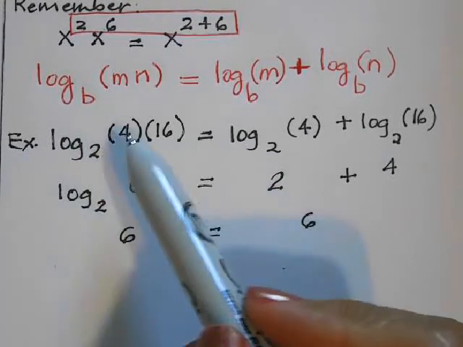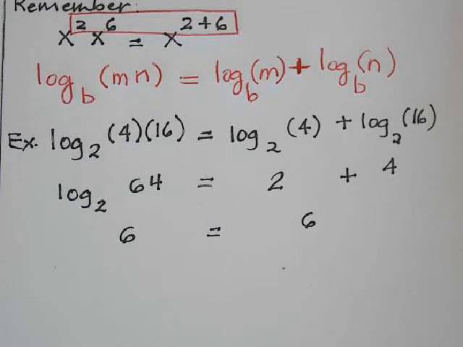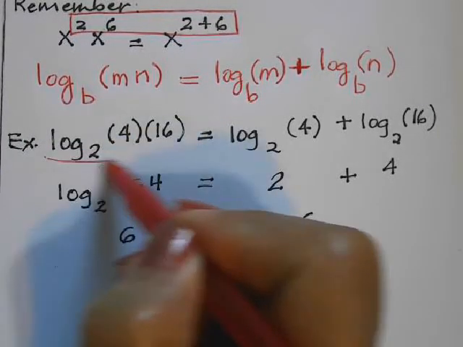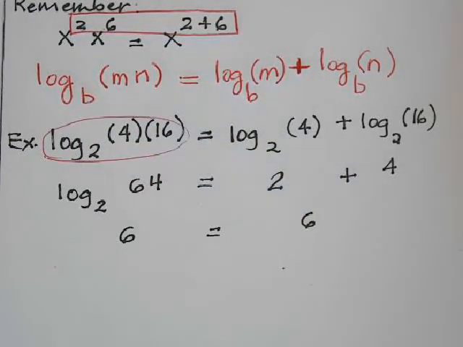So the value of this is just 6. Log base 2 of 4 times 16 is 6. So if somebody asks you what time is it, instead of saying 6 p.m., you could say log base 2 of 4 times 16. Or if your mom asks you, how many eggs do we have left in the fridge? Oh, we have log base 2 of 4 times 16 eggs left.